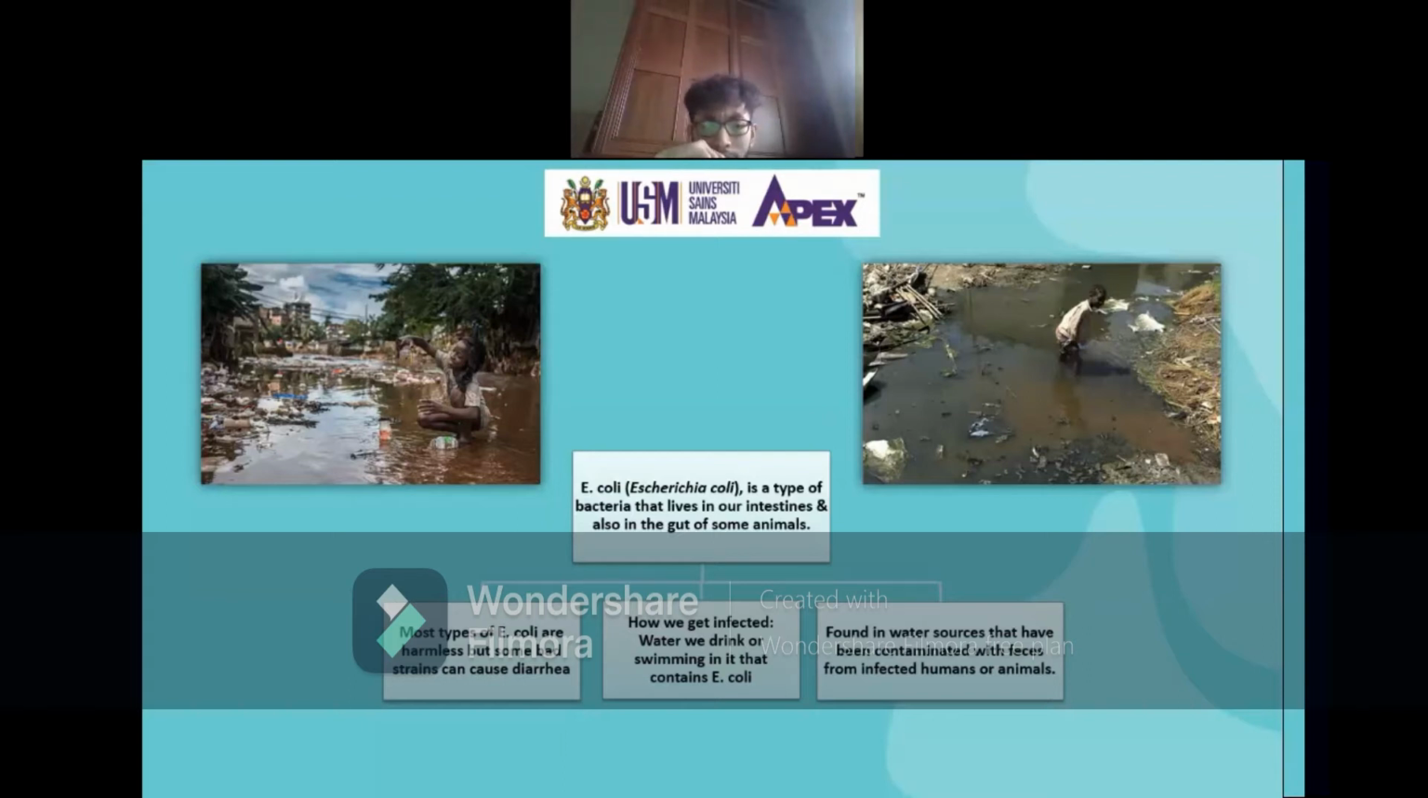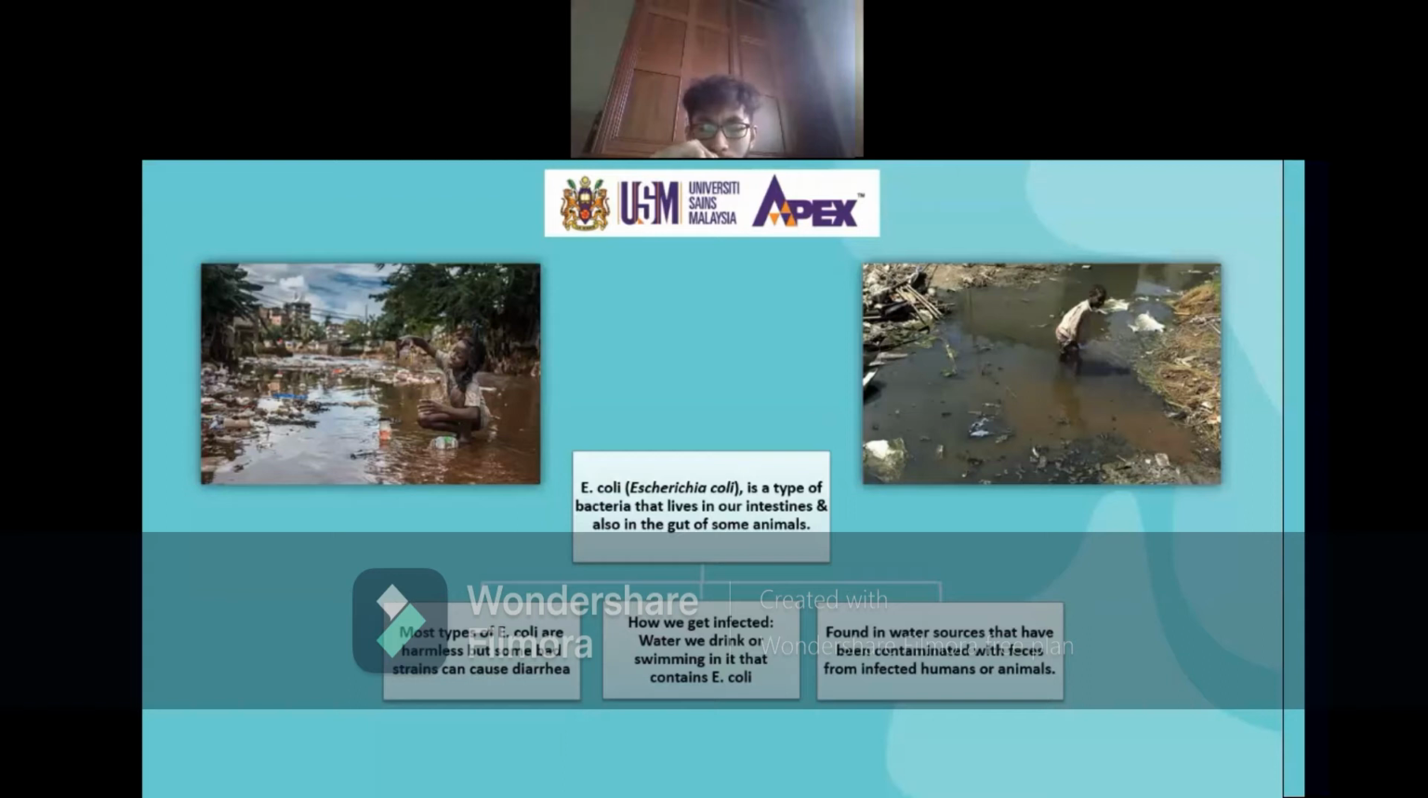So how do we get infected? Basically, we can become infected when we swallow even a small amount of E. coli bacteria. There are many ways that we can get infected, such as when we eat meat that carries E. coli, or meat that was not cooked enough, and then when we eat vegetables or fruit that has been tainted by water that has bacteria. And lastly, when we drink or swim in water that contains E. coli.